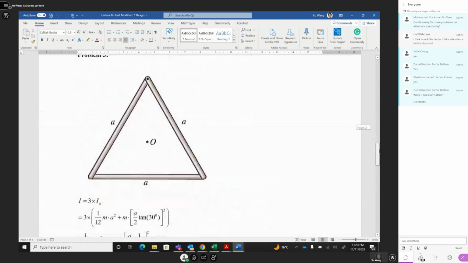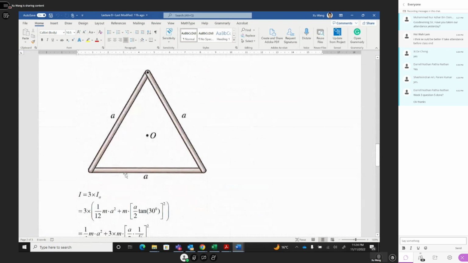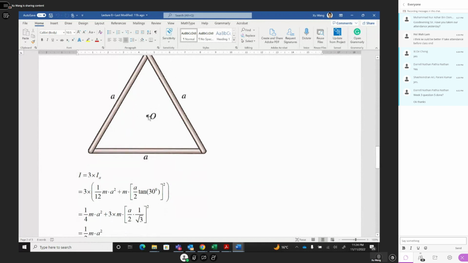For this structure, how can you calculate this rotation inertia? This structure has 3 parts: 1, 2, 3. So you calculate this part's rotation, multiply by 3. In order to calculate this part's rotation along this O, along the central gravity, it should be 1/12 ma square. Central gravity rotation inertia plus the mass times this distance.